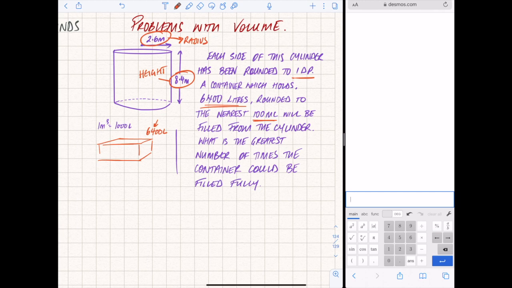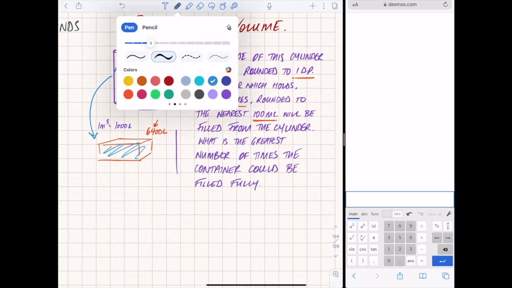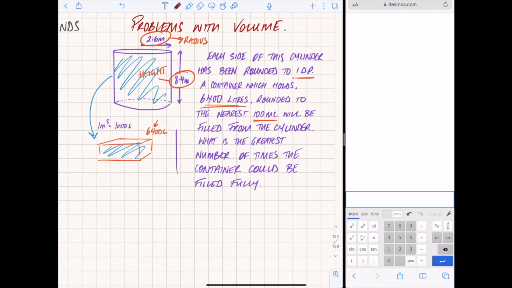Is filled from the cylinder. So basically what's happening is, imagine this is filled with water. Water from there is going to go into here. It says, what is the greatest number of times that this orange container could be filled from that cylinder? Right, so what this means is we're going to need to find the upper bound of the radius. So let's call that R, and the lower bound.